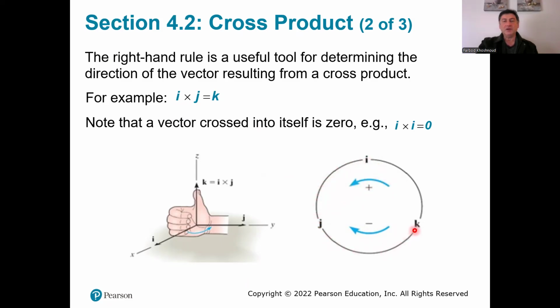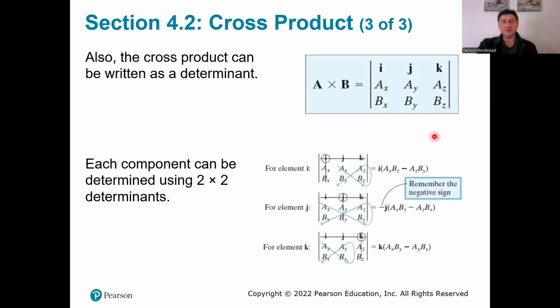And if we have another example, K cross product J, then because we're going clockwise, it's going to be a negative. Also note that a vector crossed into itself is 0. So I cross product I is 0.